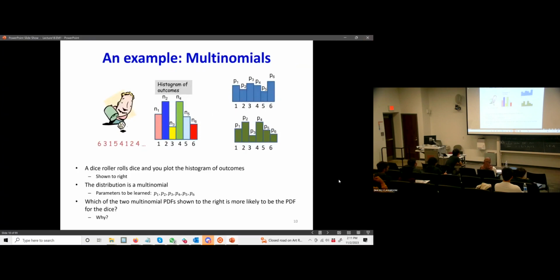So here's an example, multinomials, so more specifically category distributions. The dice roller rolls dice, and you plot the histogram of outcomes. So the histogram of outcomes is shown to the left with the colored bars. And the parameters to learn are P1 through P6. I'm giving you two choices, the ones shown to the right. Which of these two do you think is the one that represents the distribution for the dice? The first or the second? Second, why?